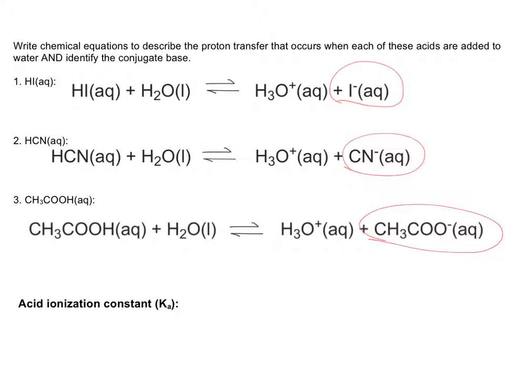So Ka is going to be equal to the concentration of H3O+ times the concentration of A-, where A- is our conjugate base, over the concentration of HA, where HA is just some generic acid that we would be interested in looking at. You can also write this as the concentration of H+ times the concentration of A- over HA. So sometimes we write it as H3O+, sometimes it's just H+.